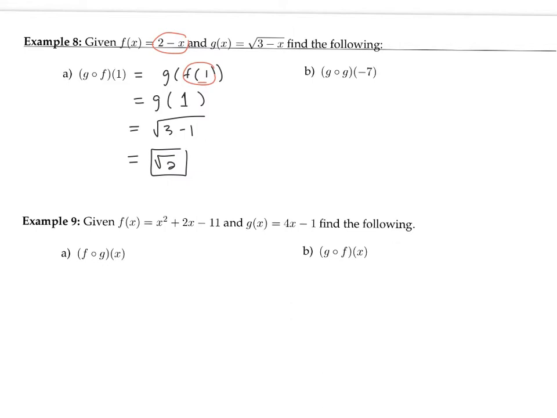Okay, and then g of -7, well, let's translate that. So inside first, you plug -7 into g, which gets you square root of 3 minus -7, right? So what is that? So √10. And then what do you do with that √10? Plug it back in. Plug it into g.